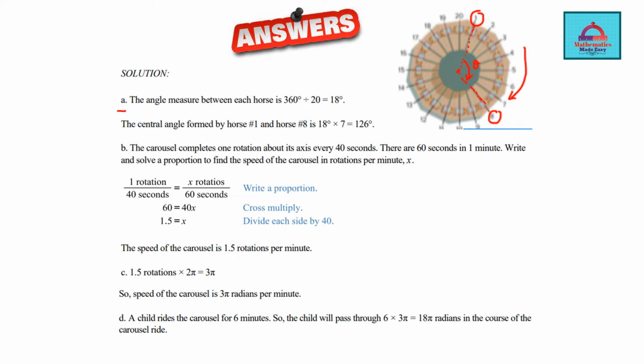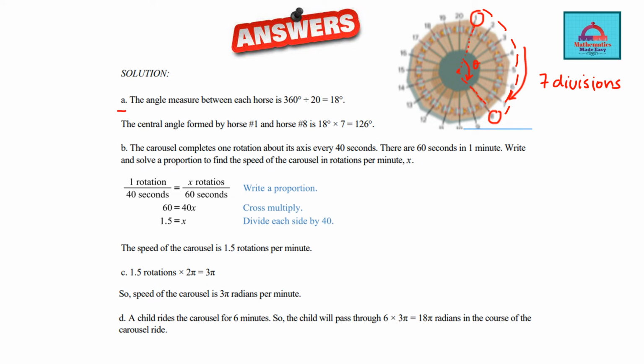For part A, we need to find the angle, as you saw, between horse 1 and horse 8. Now look at the complete circle. Let's find it for 1 division, and then we can easily multiply for these 7 divisions. So this is 1, 2, 3, 4, 5, 6, and 7. So there are 7 equal divisions. Even if we find it for 1, we can just multiply by 7 to get the total angle from 1 to 8.